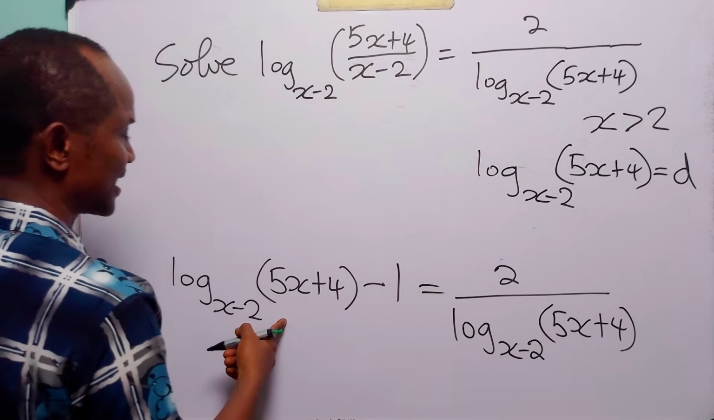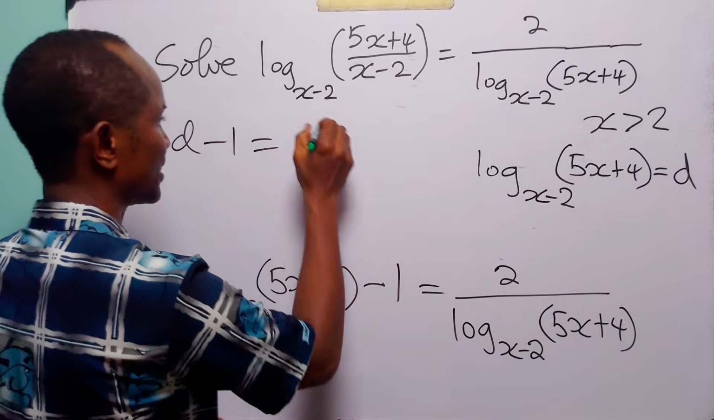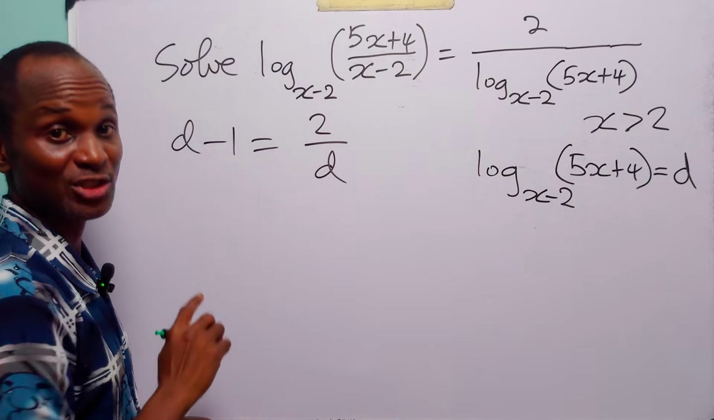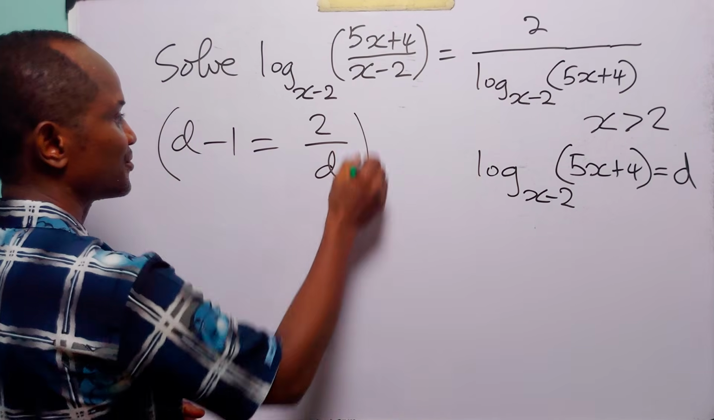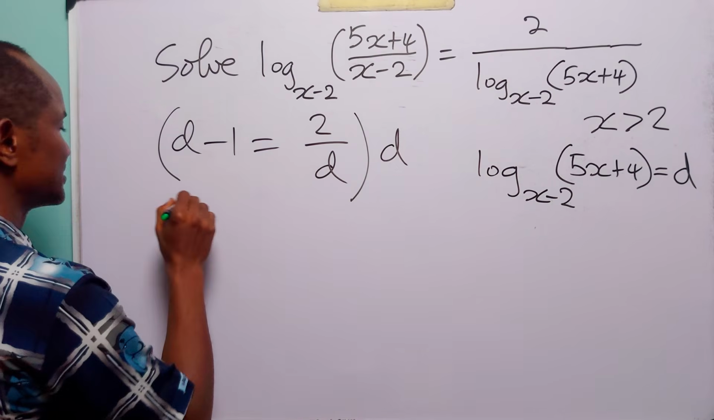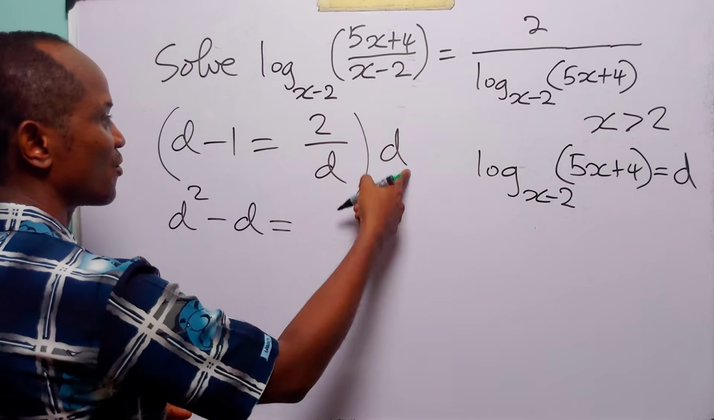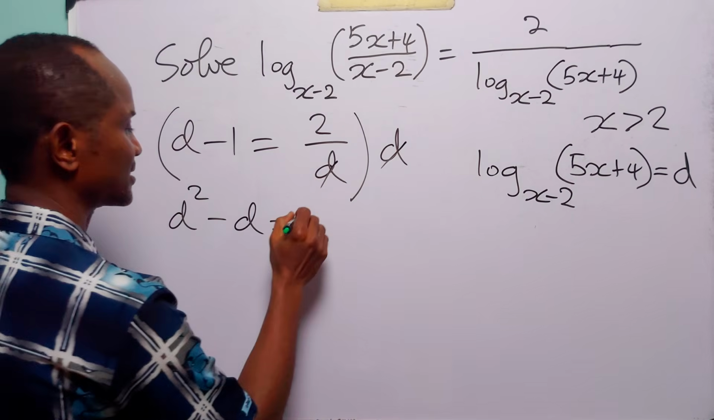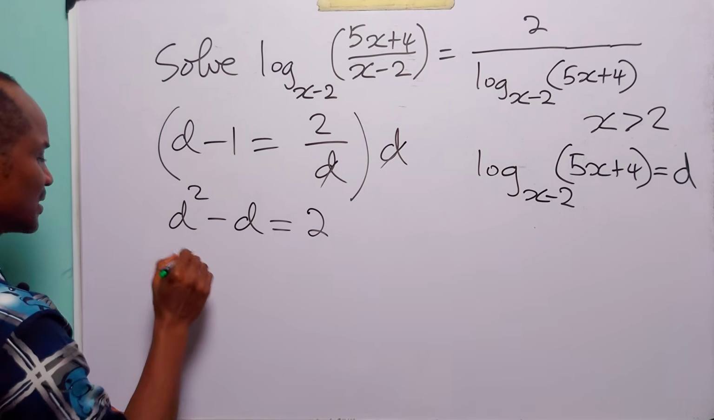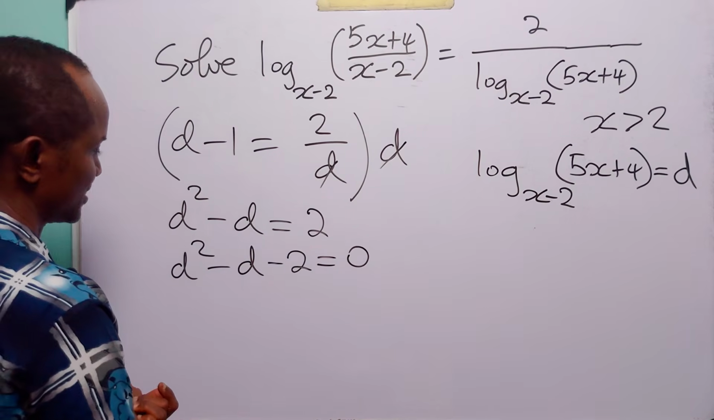That means that on the left-hand side, we have d minus 1. And on the right-hand side, we have 2 over d. To get rid of this fraction on the right-hand side, let us multiply through this equation by this denominator. d times d is d squared, minus 1 times d is d. And this is equal to 2 over d times d. Of course, this is going to cancel that, leaving us with 2. Now, let us rearrange this quadratic equation. We have d squared minus d minus 2 is equal to 0.